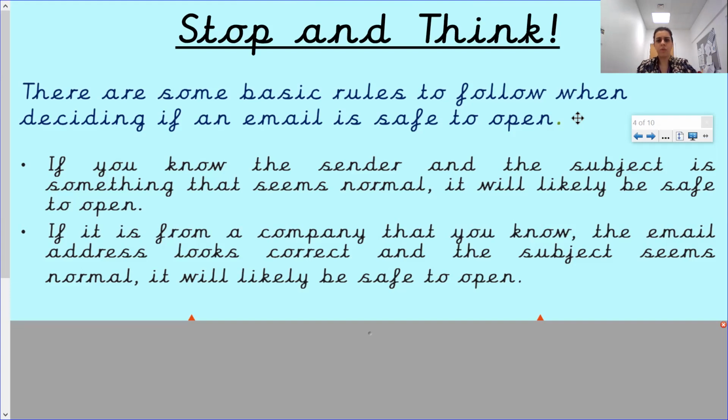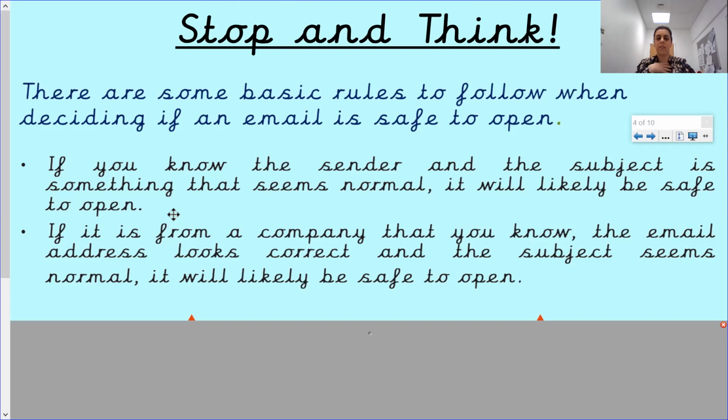So here are some rules to follow to try to keep you safe. If you know the sender and the subject is something that seems normal, it will likely be safe to open. So if you can see the person who sent it, you know the name of, and if the subject, and we've done this in our English, when we wrote our emails to the Queen and the BFG about the giants, we had our subject column. You'll try and remember that. We had that in the top of it. So, and I'll show you the example in a moment. You have to write down in the subject what you were writing it about.